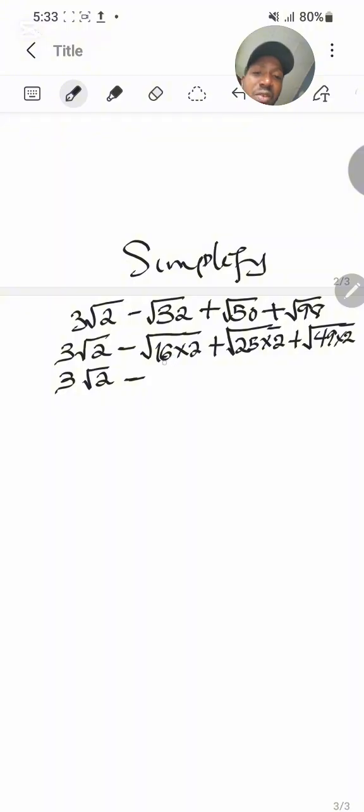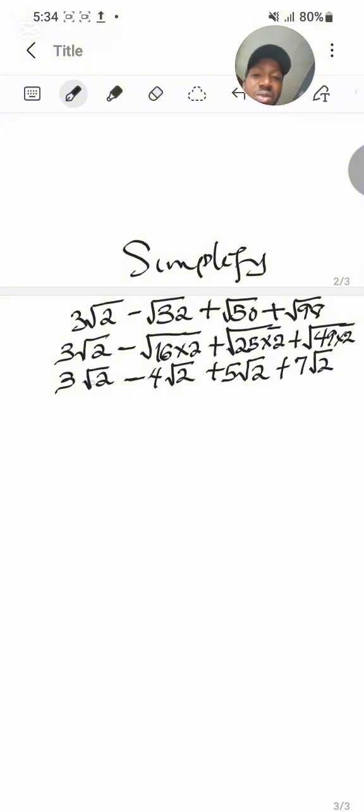is going to give us 4. That means that 4 is going to come outside of the root. So we have 4 root 2. The square root of 25 is going to give us 5. That's plus that 5 is going to come outside, plus the square root of 49 is going to give us 7 root 2.